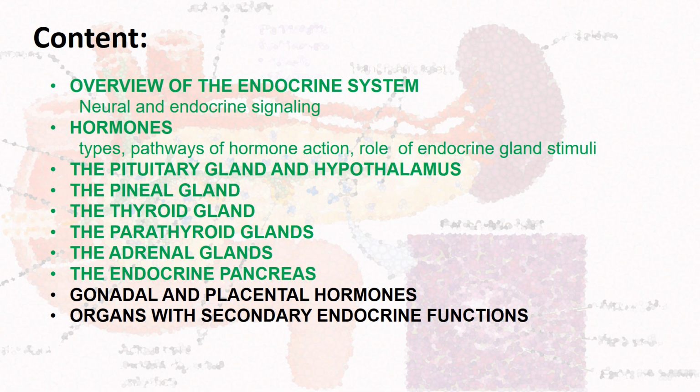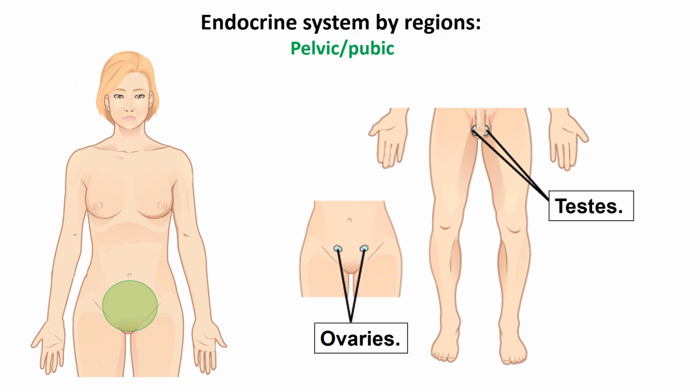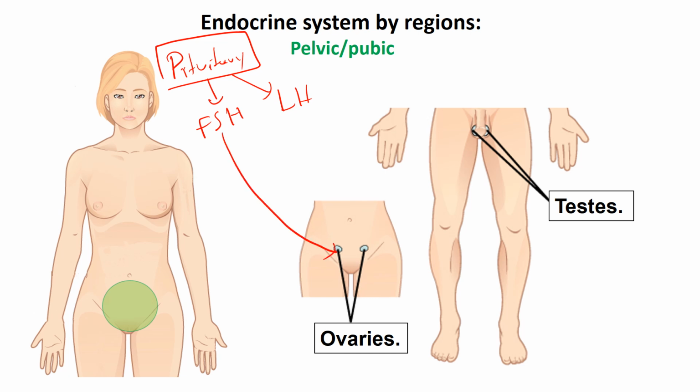Let's review now some of the gonadal and placental hormones, meaning those hormones that come from the gonads, the testes and the ovaries. The importance of these is to remember that the gland that controls them is the pituitary gland. The pituitary gland produces two hormones, FSH and LH, and both have the same targets. So the gonads, in this case, if it's the female, the ovaries, if it's the male, the testes, but they're going to do something different.